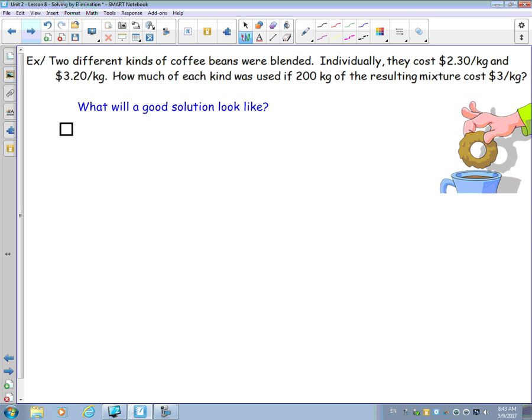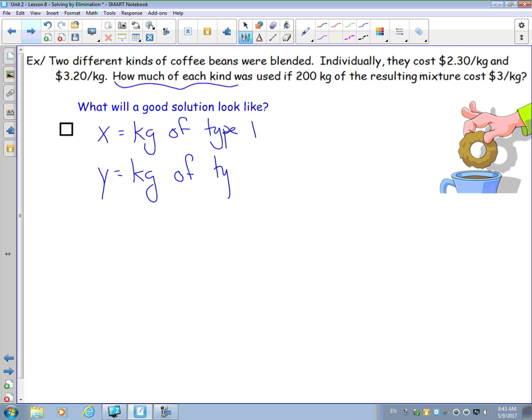So what do we need for word problems? We need let statements. What do we not know? We don't know how much of each kind was used. So x would be the amount, in this case, kilograms of type 1. And y would be kilograms of type 2. The things we're being asked to find should be our let statements, the things we don't know. That's step 1.